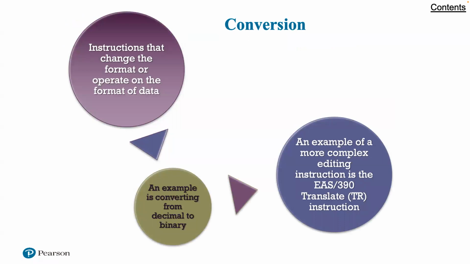So conversion instructions are those that change the format or operate on the format of data. An example is converting from decimal to binary. An example of a more complex editing instruction is the EAS/390 translate TR instruction. This instruction can be used to convert from one 8-bit code to another, and it takes 3 operands: TR R1 (L), R2. So just keep that in mind.